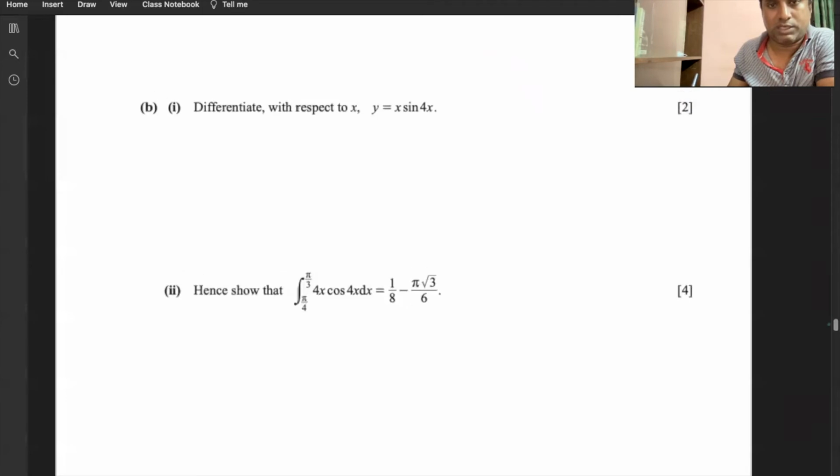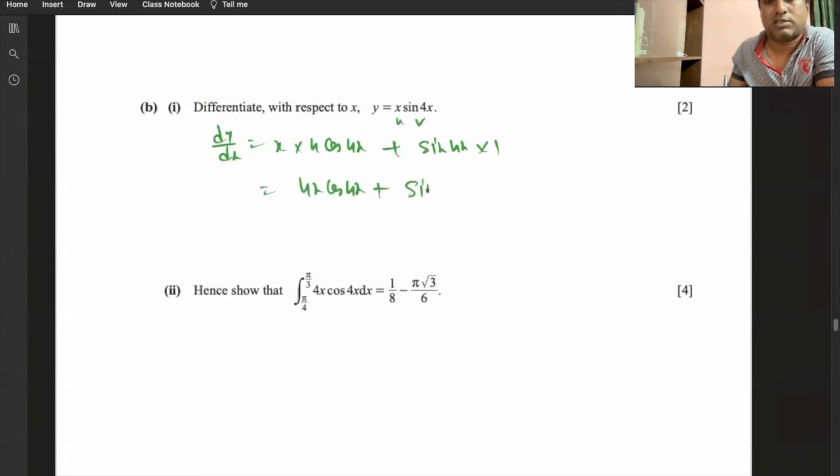Now let us differentiate this one. This is x, this is sine 4x. We can use the product rule. dy dx equals, let me consider this as u, this as v. So x times 4 cos 4x, d/dx of 4x equals 4 cos 4x, plus sine 4x, v is here and u differentiated will be 1. Now this is the result: 4x cos 4x plus sine 4x.